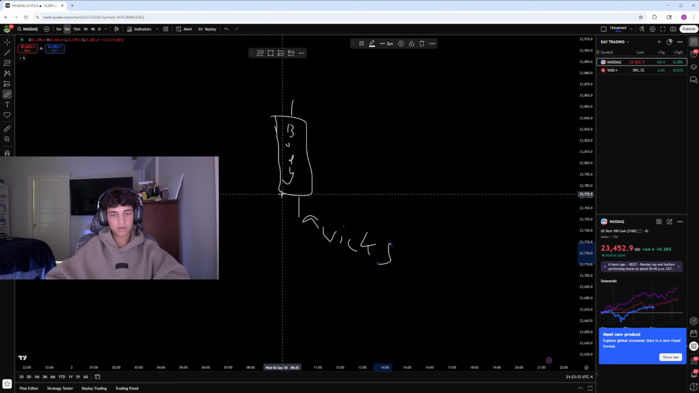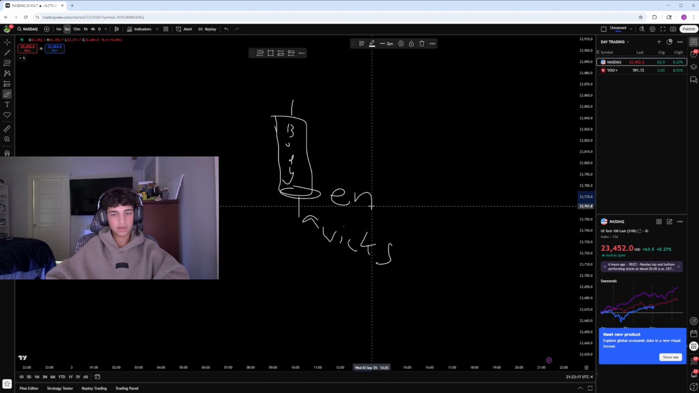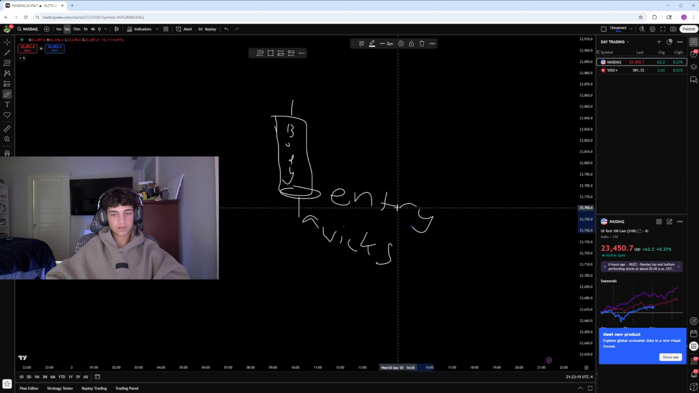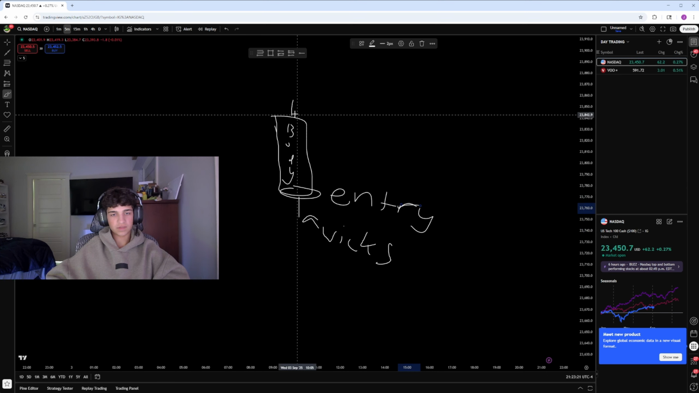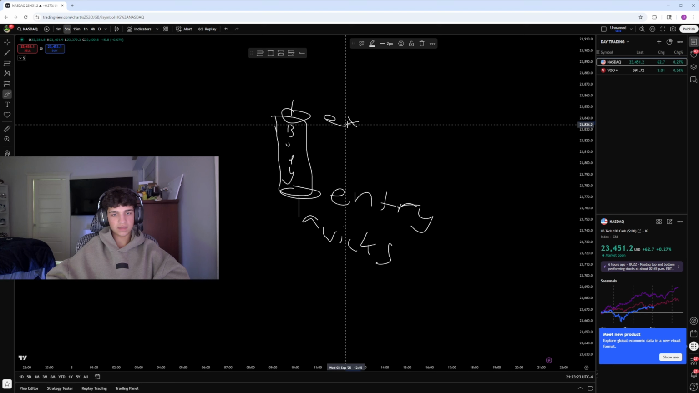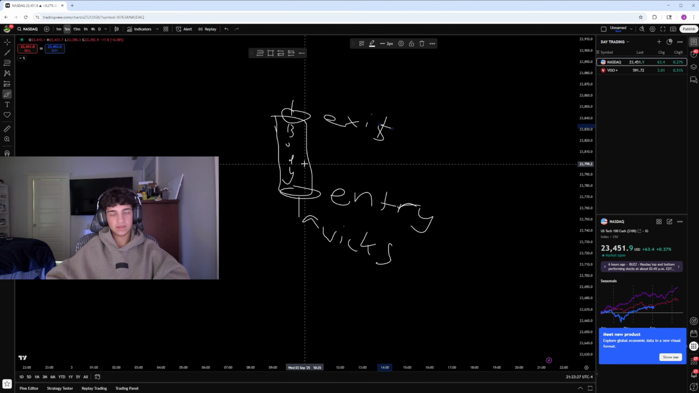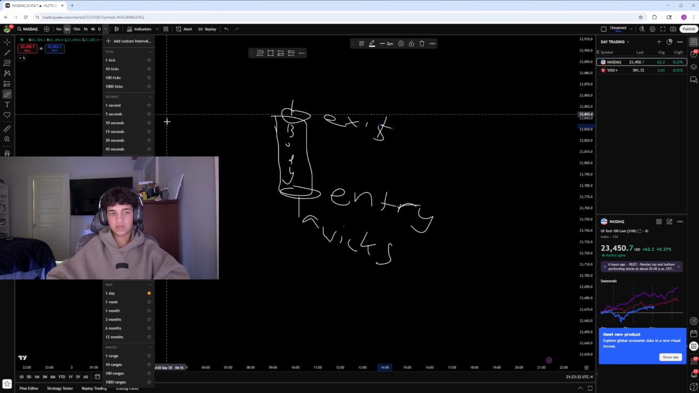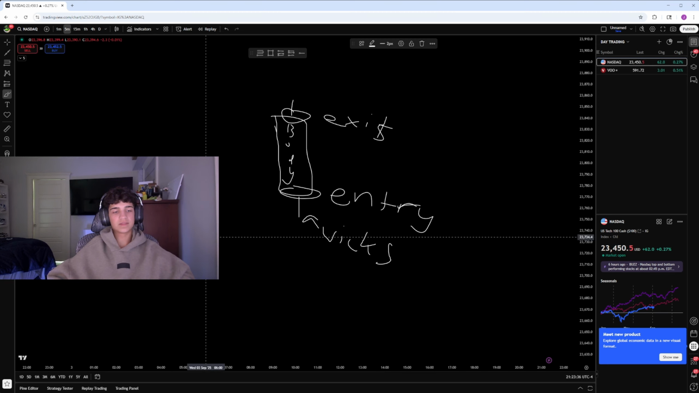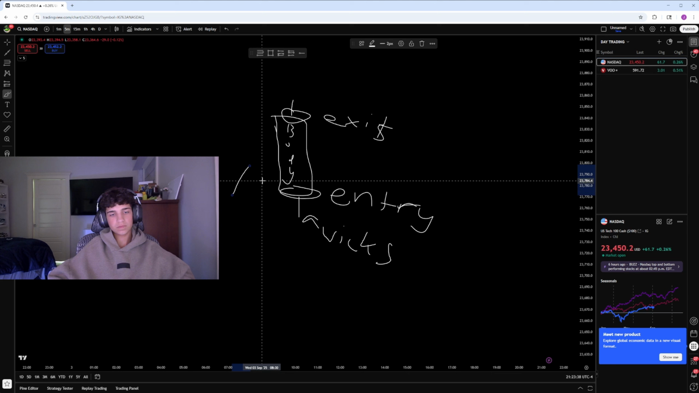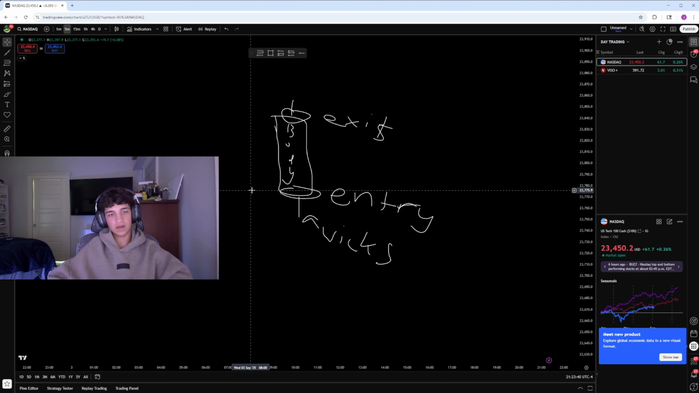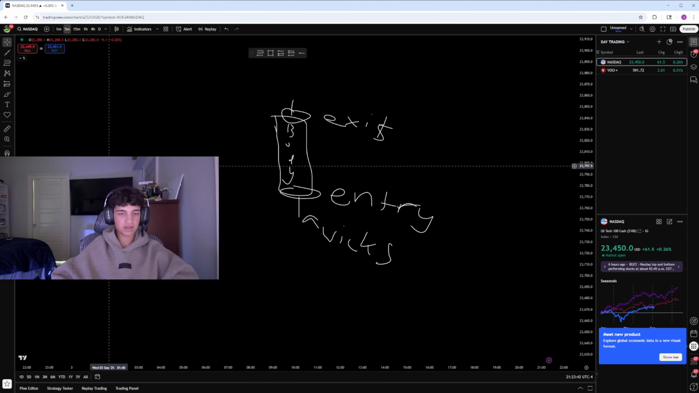So go over it again. This part is the entry. This is where price is at the start of the candle. And this is the exit. This is where price was at the end of the candle. So candle spans can be 100 different times, anywhere from 1 second to 12 months. So I wouldn't worry about that too much. But let's just pretend like this right here is a 5-minute candle.